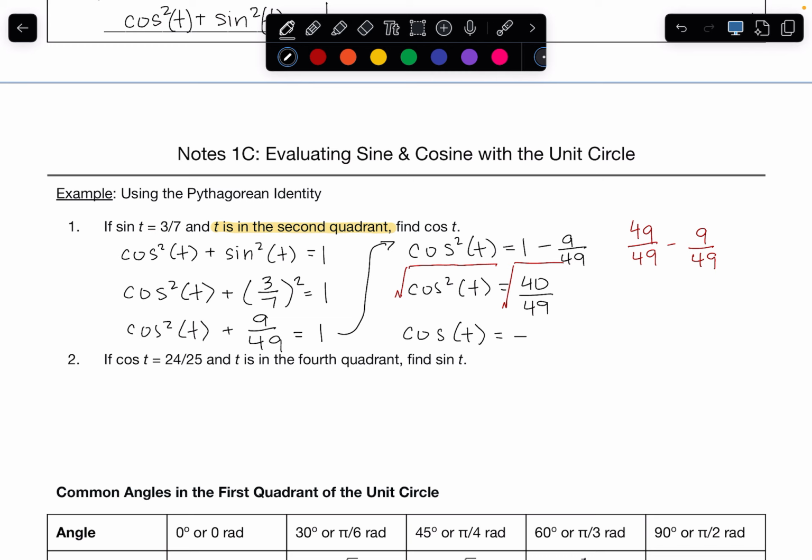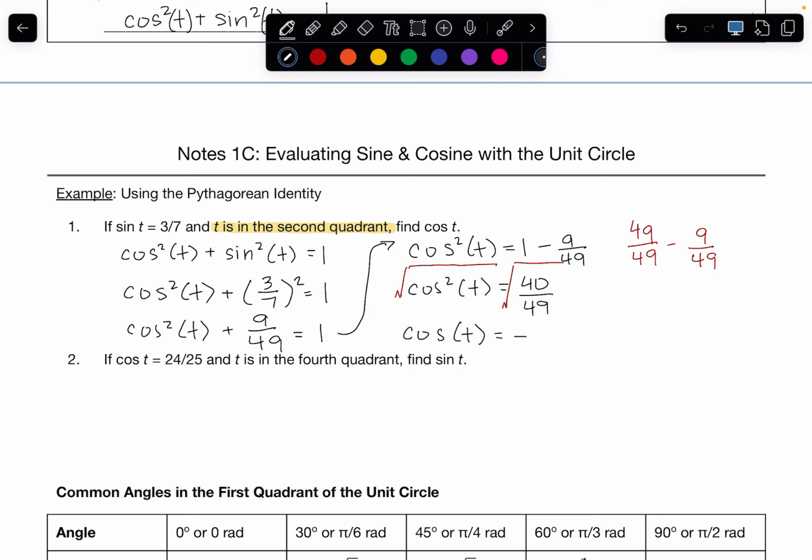The Pythagorean identity will give me the appropriate absolute value. It'll give me the fraction that I want. I have to use the picture to figure out the sign on my answer, positive or negative. So there's two moving pieces. The fraction itself comes from the Pythagorean identity. The sign comes from knowing which quadrant I'm in.